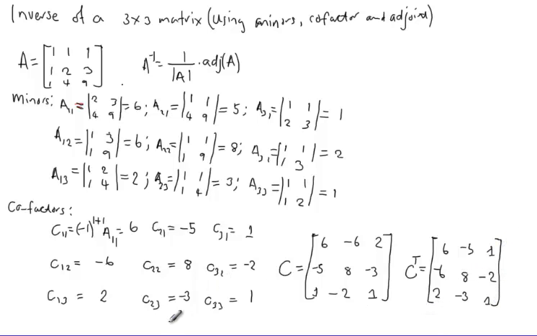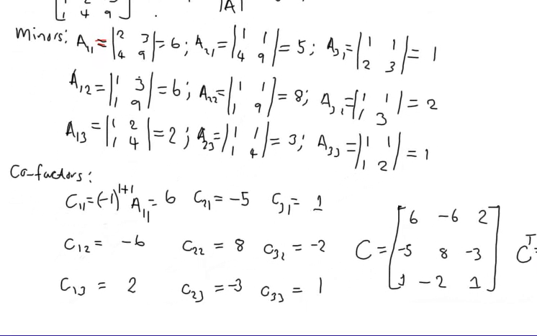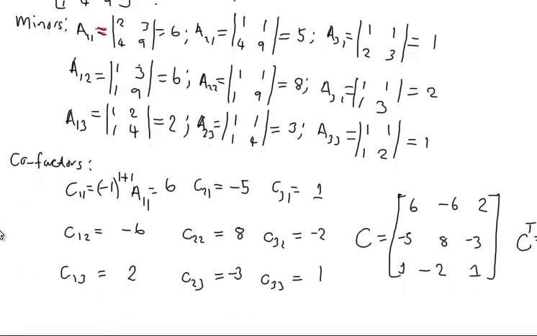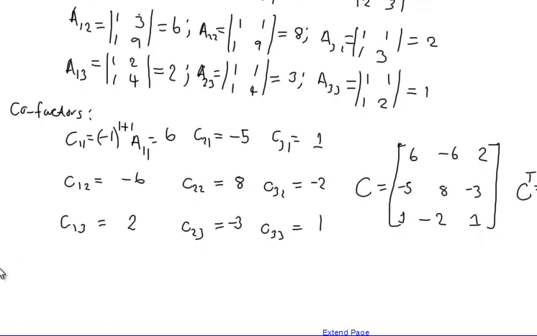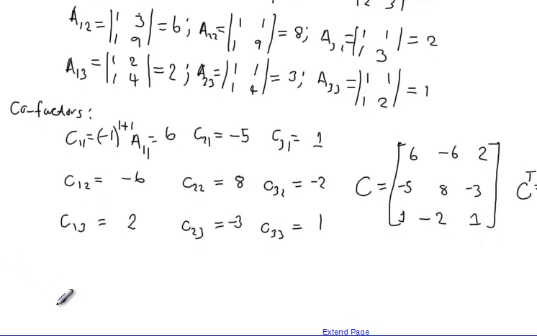Okay. Then we're at the point of getting our, this right here. This is our adjoint of A. That's how we read that notation. Adjoint of A, ADJ in brackets A. So now we're ready to write our inverse of A. Let's write A inverse equals to 1 over the determinant.